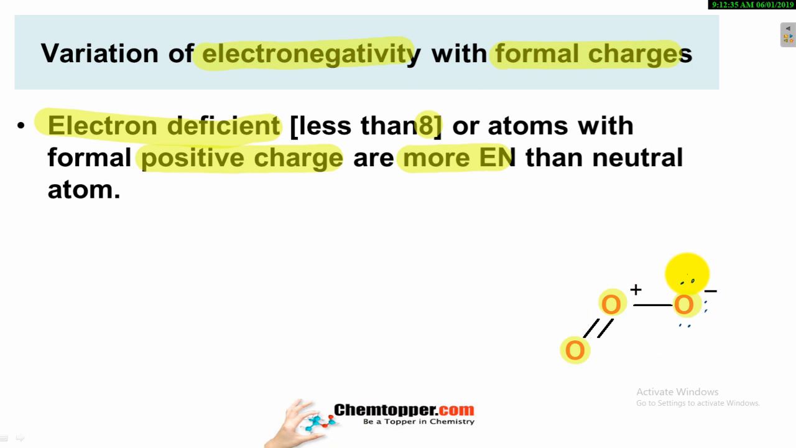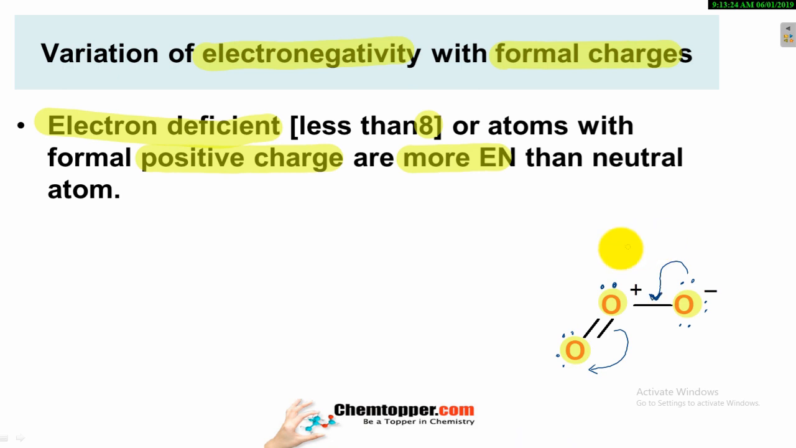Now the lone pairs present on the negatively charged oxygen atom, the least electronegative oxygen, can move in the direction of the positively charged oxygen atom. But the positively charged oxygen atom already has 8 electrons on it, so it has no tendency to accommodate 2 more electrons. So the double bond will shift in the direction of the neutral oxygen to create space for getting the lone pair as a pi bond.